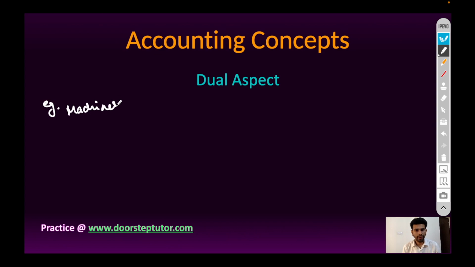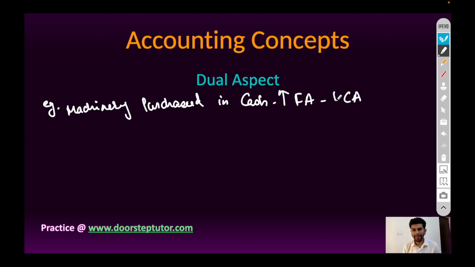Machinery purchased in cash. In this case, fixed asset increases and current asset decreases. Machinery comes into the business, so fixed asset increases, and cash payment is done, so cash goes out, current asset decreases. So one asset increases, another asset decreases.